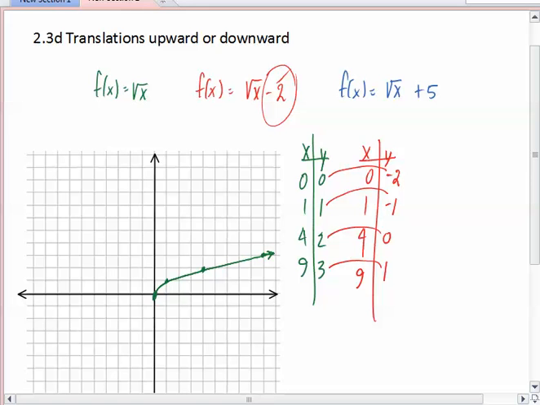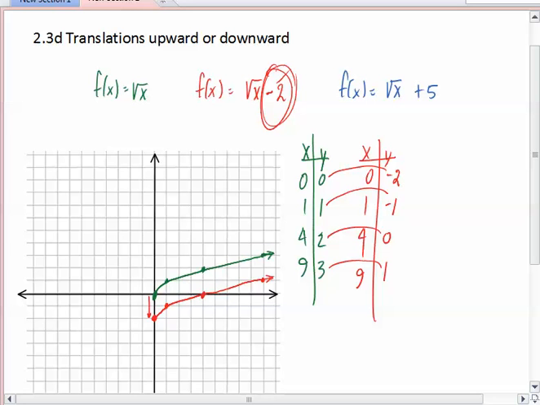Over 0, down 2. Over 1, negative 1. Over 4, up or down 0. And over 9, up 1. Now there is my new graph, and if you notice what has happened, it is just the green graph shifted down 2 units. Well, what was the thing that shifted it down? Of course, the minus 2 that was tacked on to the end. It wasn't inside the parent graph identifier. It was tacked on to the end.